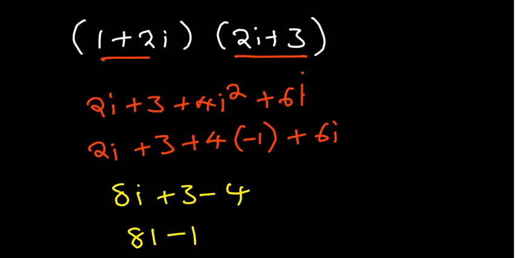Does that make sense to us? Do we now know how to multiply complex numbers?